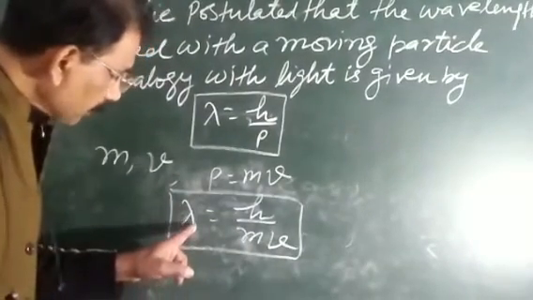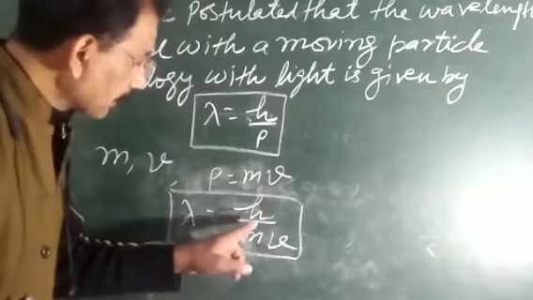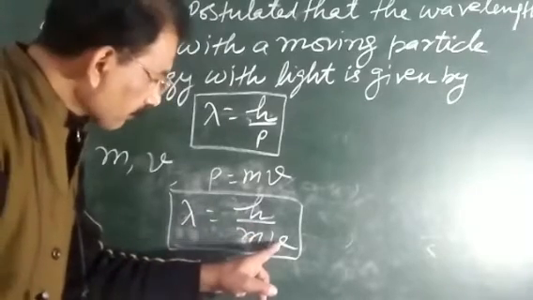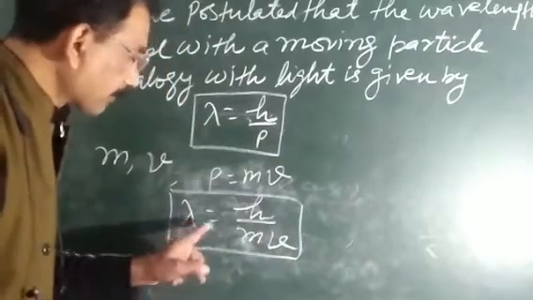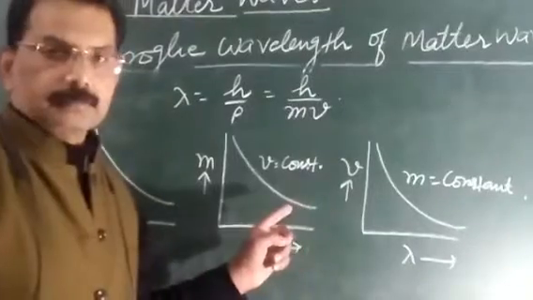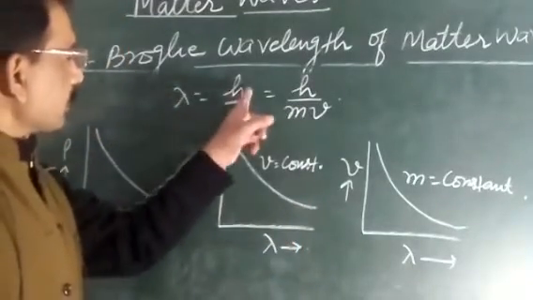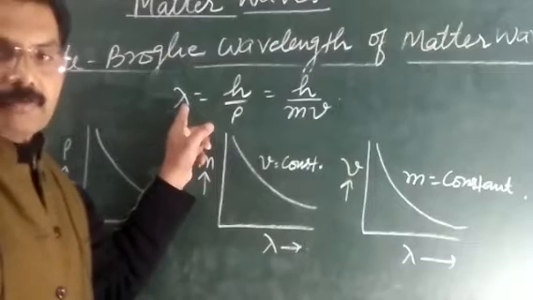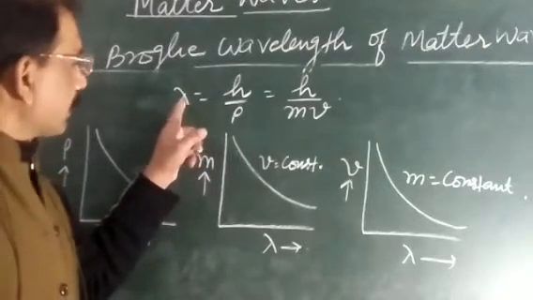So the de Broglie wavelength of matter, or of a particle of mass m moving with velocity v, is given by lambda equals h upon mv. So lambda is equal to h upon p, or h upon mv. This lambda is called the de Broglie wavelength of the matter.